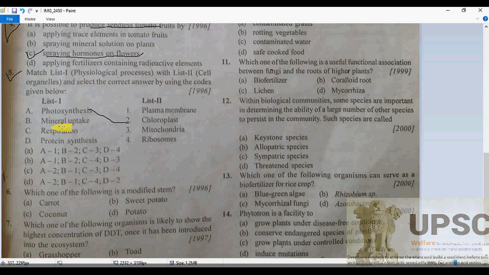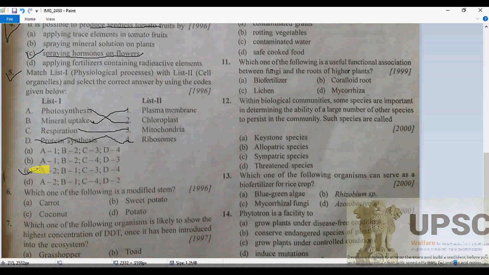Now see, mineral uptake, of course, is via the plasma membrane. So B is going to be 1, that's right, and respiration occurs in the mitochondria, because the energy house is the mitochondria. And protein synthesis happens in the ribosome. The ribosome helps in protein synthesis. So here C will be the correct answer.